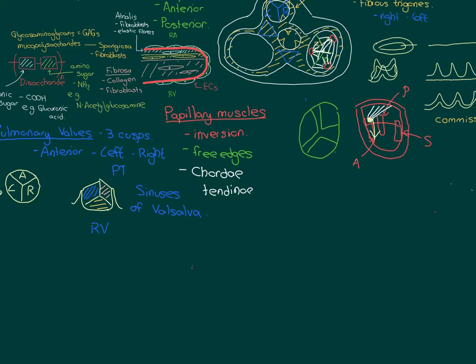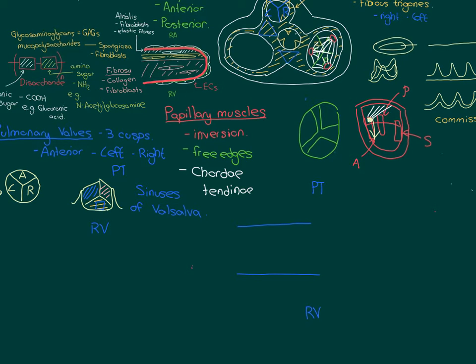So what we're now going to do is take a little sample of one of these valve cusps here and have a look at the different connective tissue layers that make it up. So let me orient you. Here are the two boundaries. Above here will be the pulmonary trunk, and below here will be the right ventricle.